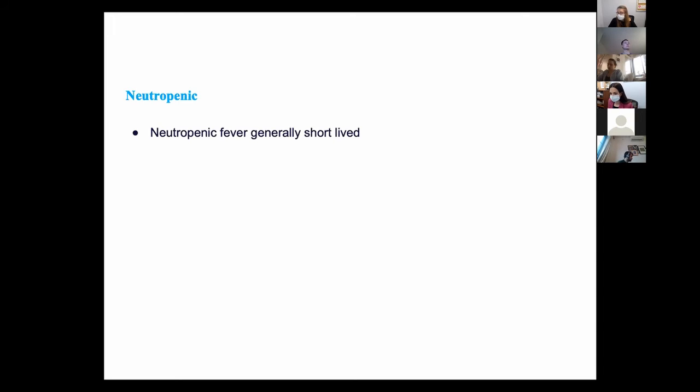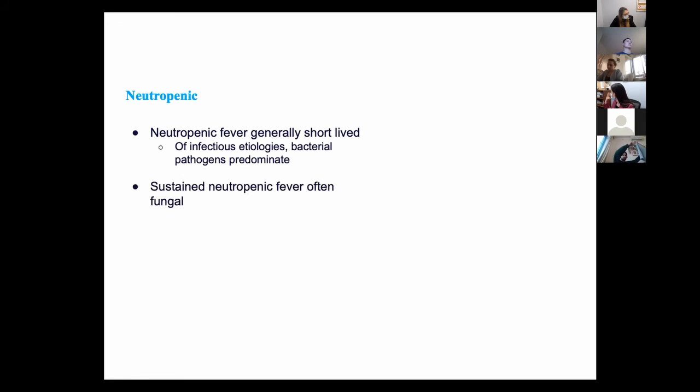Neutropenic FUO. So neutropenic fever is generally short-lived at the time of most severe neutropenia. And then of infections, your typical bacterial pathogens are going to predominate. If you have sustained neutropenic fever in the face of broad spectrum antibiotics, you have to think of a fungal disease, Aspergillus especially.